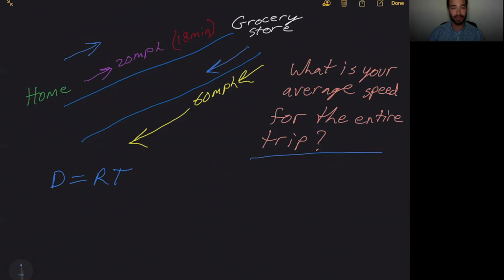Now, speed is another way that we can say rate, okay? So we're going to focus right here on this equation, distance equals rate times time. We're going to break down each thing, and then you'll see how we solve this. So here we go.